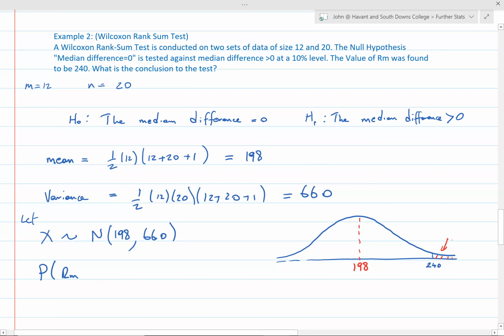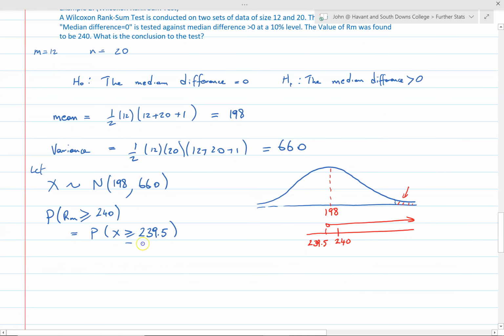We want to test what that probability is, but as I say, don't forget the continuity correction. We're always extending backwards, so if we've got 240 here, we extend backwards by 0.5 because we're approximating a discrete random variable with a continuous random variable. 239.5 is the number that we need. So the probability is above 239.5. And now we go to our calculator again to work out that value.